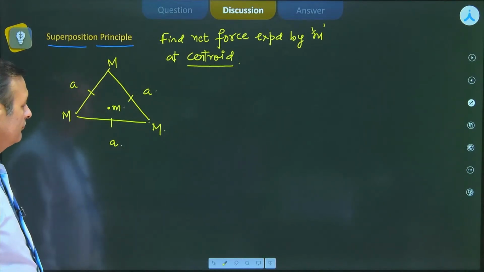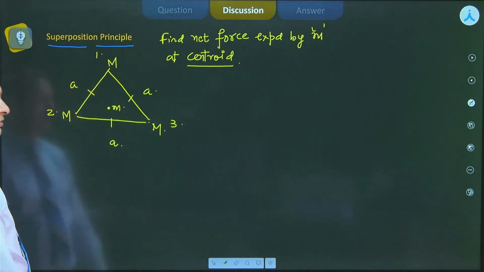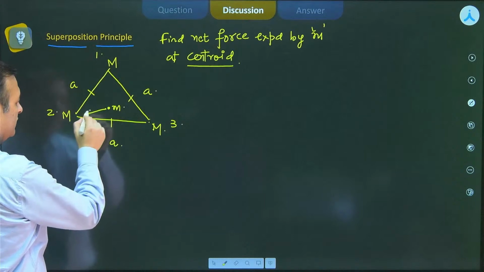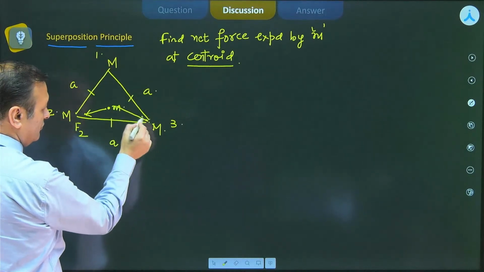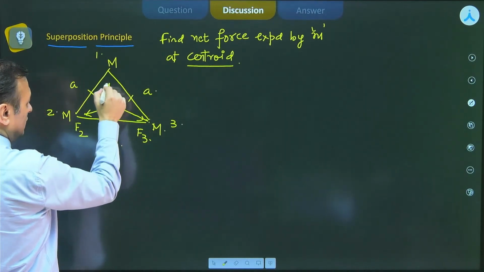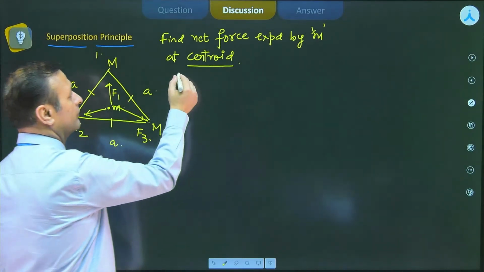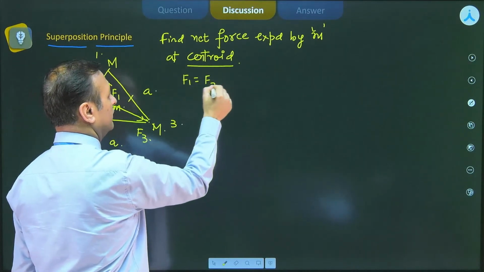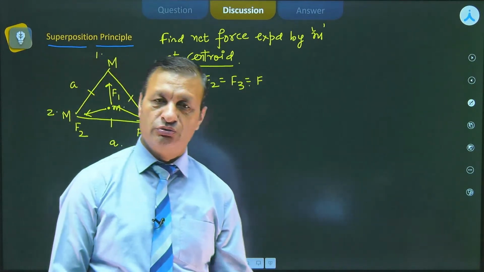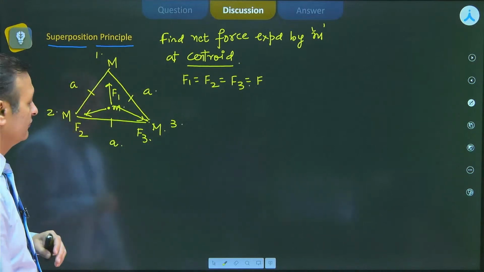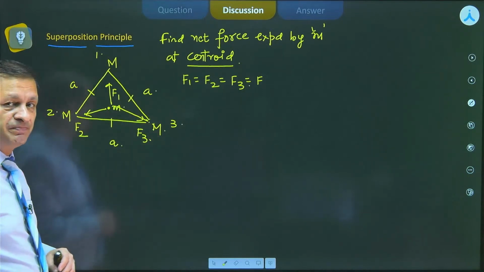Now, let it be position 1, let it be position 2, let it be position 3. Got it? Now this mass is attracted towards this mass. Let's label this force as F1. Got it? If you look at all three forces, they are equal in magnitude because they are between the same pair of masses, capital M and small m. F2 is also capital M, small m. F3 is also between the same pair.